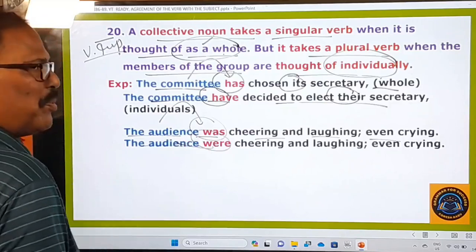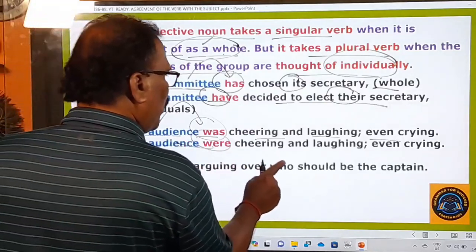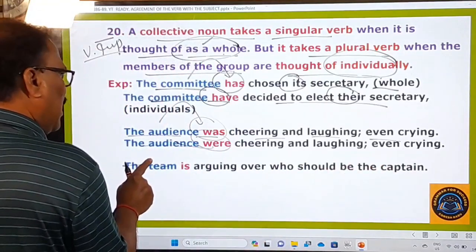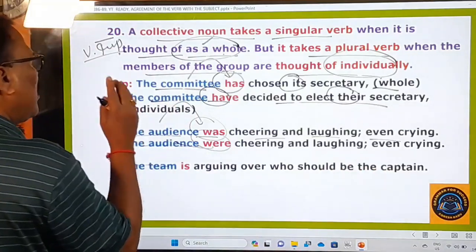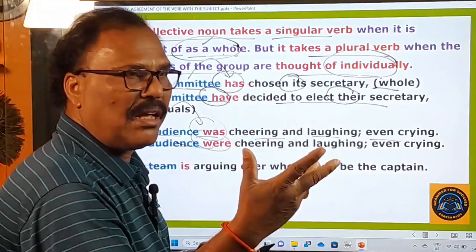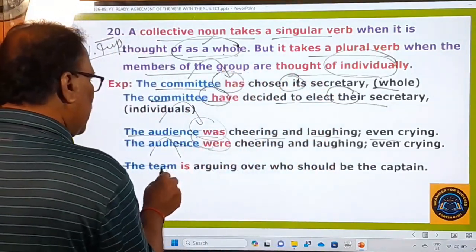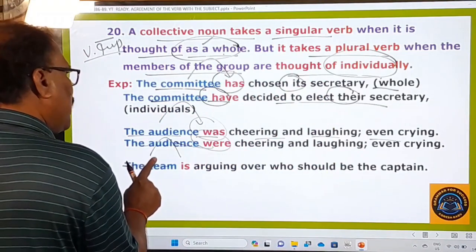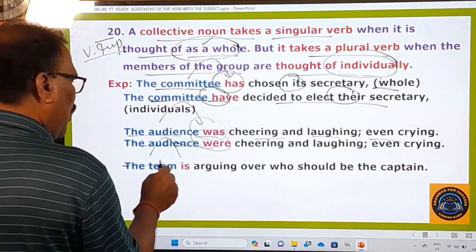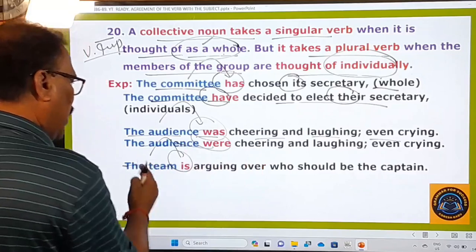Therefore, you use the plural verb after that. Okay, right. The team is arguing over who should be the captain. So the team is what? A singular collective noun. All the collective nouns are singular. Don't worry about that. Your usage only decides whether it is singular or plural. Here you are saying the team is. That means you are thinking of this team as a whole, or as a single unit, or as a single group, and therefore you are using a singular verb after that. The team is arguing. Team as a whole, right?